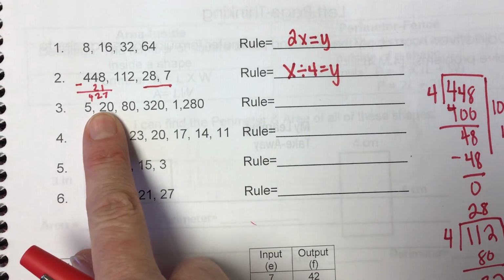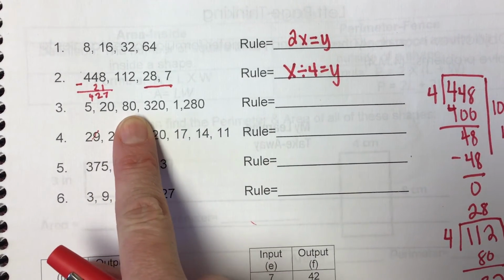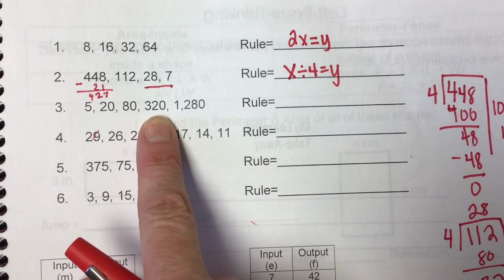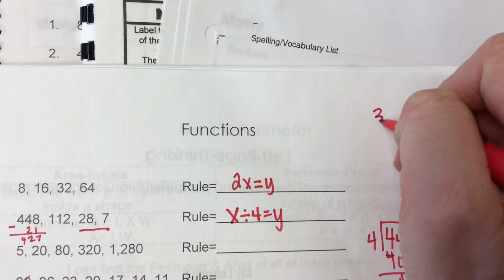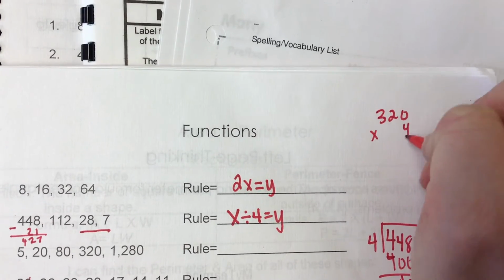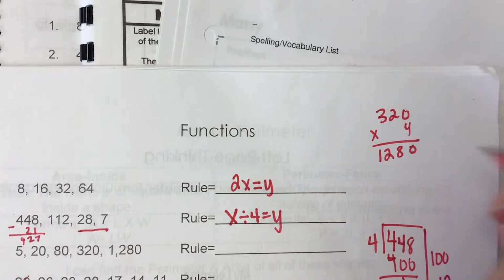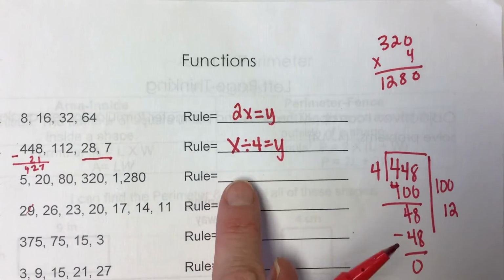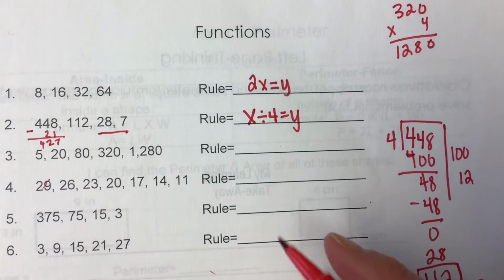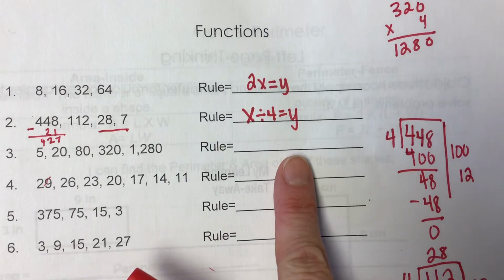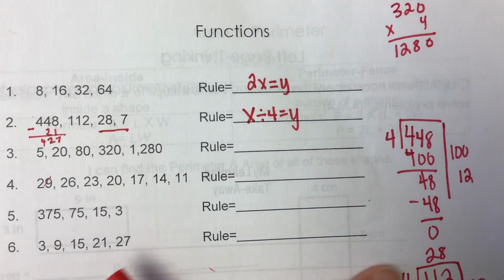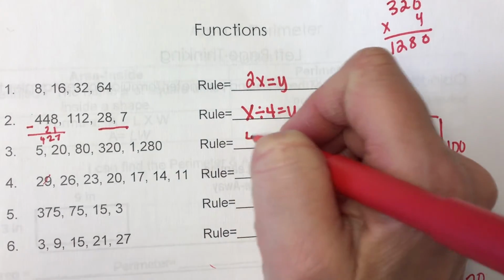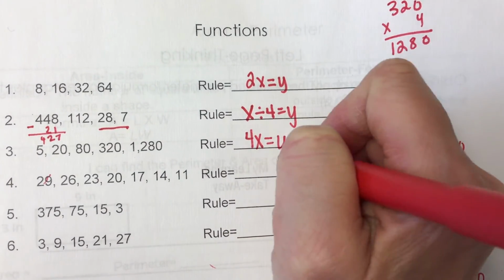5 times 4 is 20. 20 times 4 is 80. 80 times 4 is 320. 320 times 4, I'm going to guess, is 1,280. And that is correct. So how do I write my rule? If the rule is times 4, how do I write that as an equation? Brady. 4x equals y. Very good.